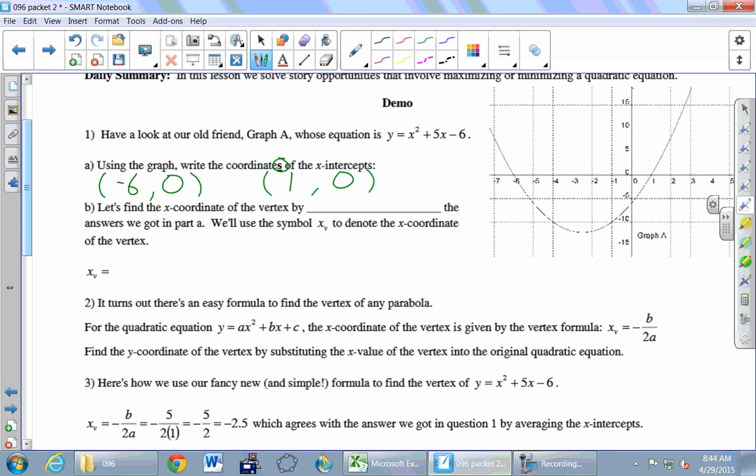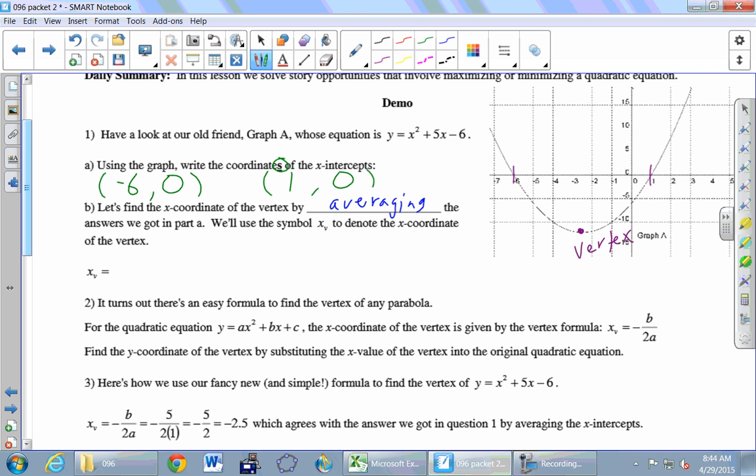And this is also review, but this point right here is called the vertex. And what was our technique for finding the vertex? Average the x-intercepts, right? That vertex is definitely halfway between this guy and this guy, right? It's perfectly in the middle. So let's just average, and I think that's what we're filling in B. Let's find the x-coordinate of the vertex by averaging the answers we got in part A.